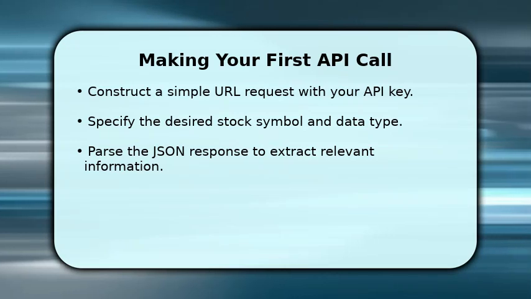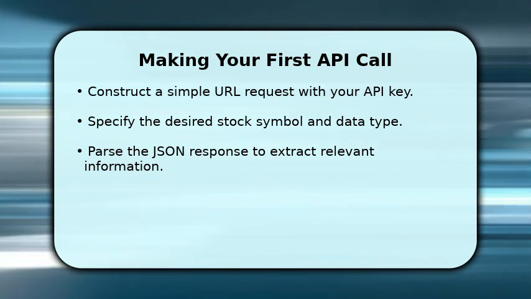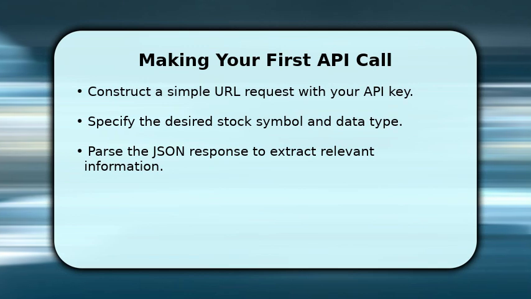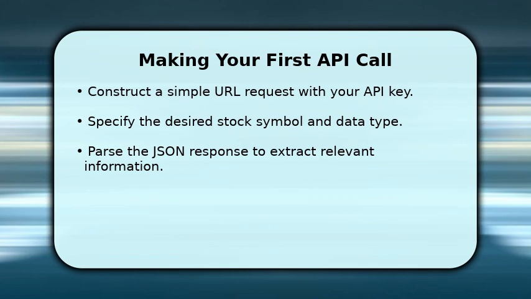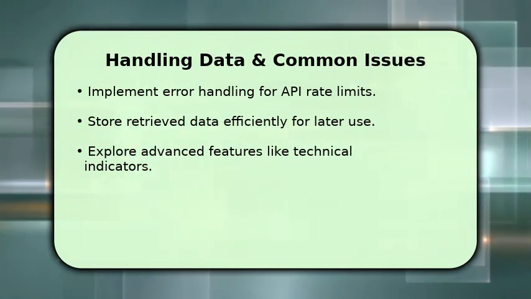Now, let's make your very first API call. You'll construct a simple URL request, including your unique API key and the specific function you want to use. For example, you might request daily stock prices for a particular symbol like IBM. Once the API responds, it will typically return data in a JSON format. We'll then go over how to parse this JSON response to easily extract the information you need, such as closing prices or trading volumes.